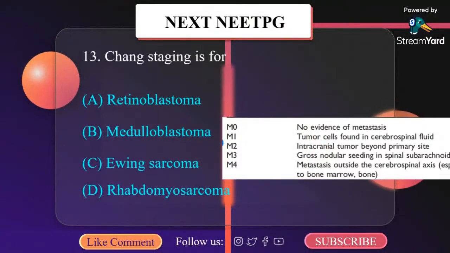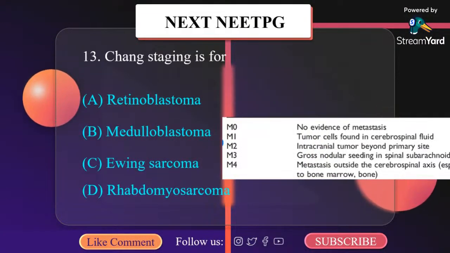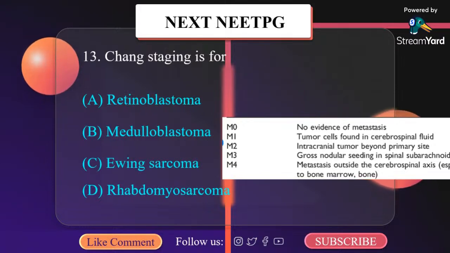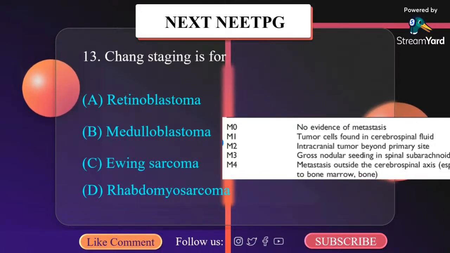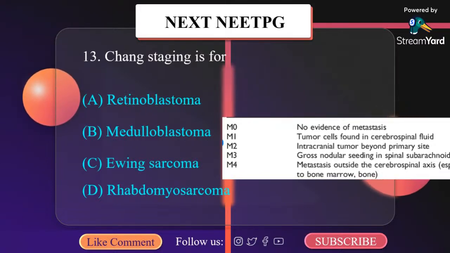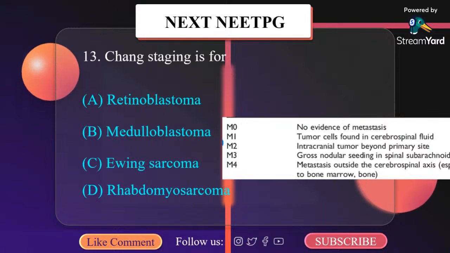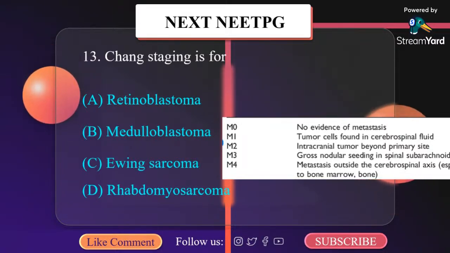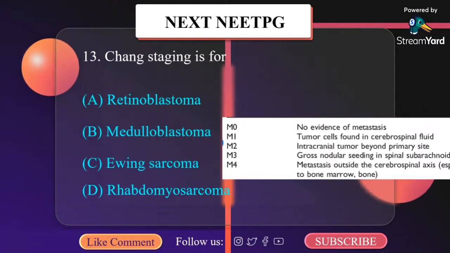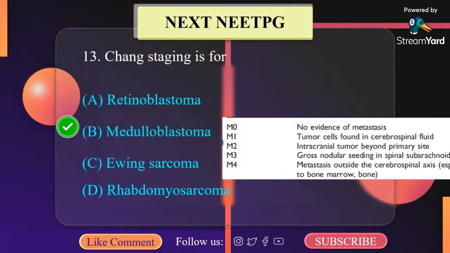Chan staging is used for A. Retinoblastoma, B. Pentoblastoma, C. Ewing sarcoma, D. Rhabdomyosarcoma. Let us see Chan staging. M0, no evidence of metastasis. M1, tumor cells found in cerebrospinal fluid. M2, intracranial tumor beyond the primary site. M3, gross nodular seeding in spinal subarachnoid space. M4, metastasis outside the cerebrospinal axis. So the correct answer here is B. Medulloblastoma.